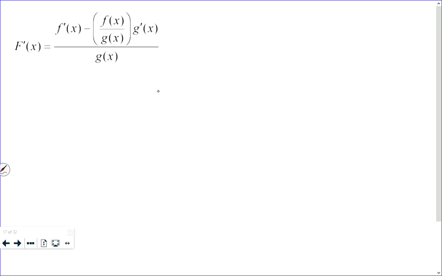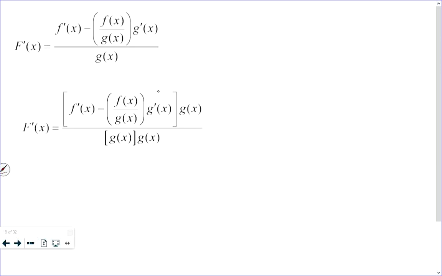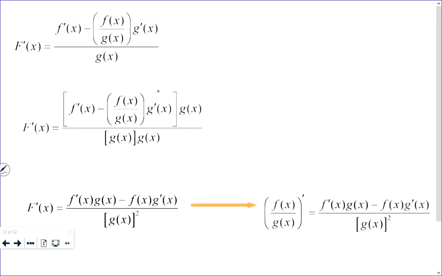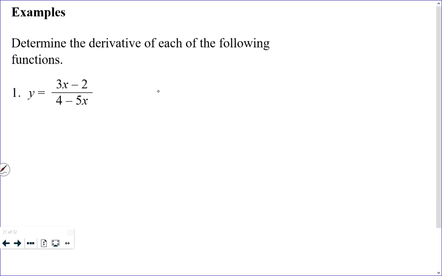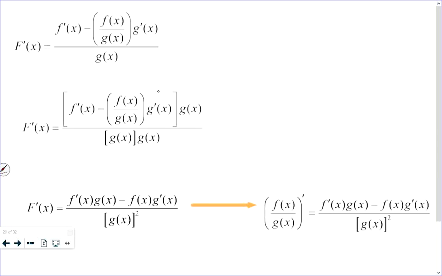Well, I don't like complex fractions, so I'm going to multiply top and bottom by g of x. And what happens is on the top, when I multiply that g of x through, I get f prime of x times g of x minus, the g of x's cancel, f of x g prime of x. It's a very simple proof, but you need to know the product rule to prove the quotient rule with this particular proof. That's the quotient rule. So let's get to it. I'm sorry, does anybody have any questions with that proof?